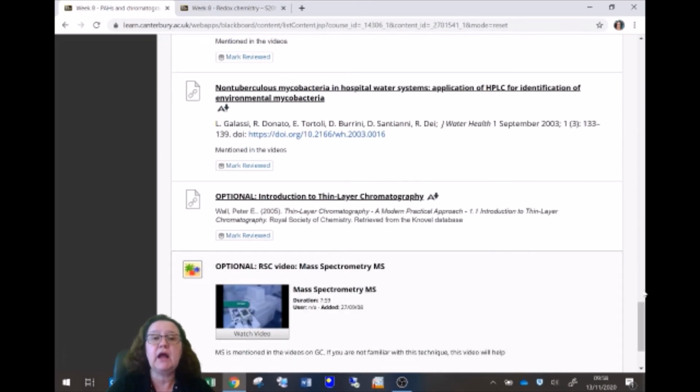Another paper that is also mentioned in the videos is this one, also focused on HPLC, on the analysis of mycobacteria. And I thought it was interesting because it's just another way to use chromatographic techniques, but not to analyze chemicals, but to analyze bacteria. Optionally, I've given you a couple of resources. One is an introduction to the history of thin layer chromatography and how chromatographic techniques started, in case you are interested in the background, where those techniques historically come from.